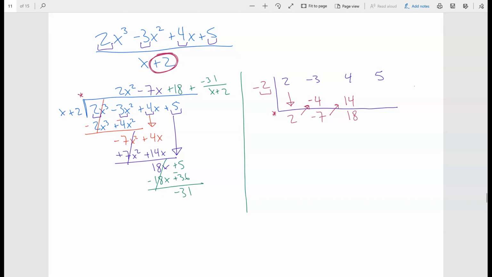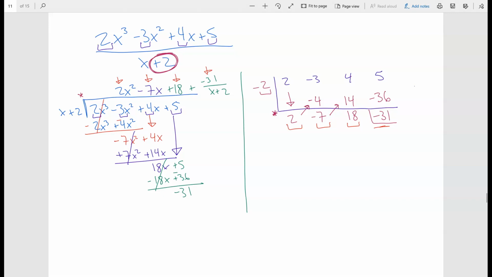Then finally, I'm going to multiply this negative 2 by this 18. It's going to give me negative 36. Add them, you're going to get negative 31. And we're going to stop right there. Now, these numbers should look very familiar. These numbers right here are basically the coefficients of the quotient.